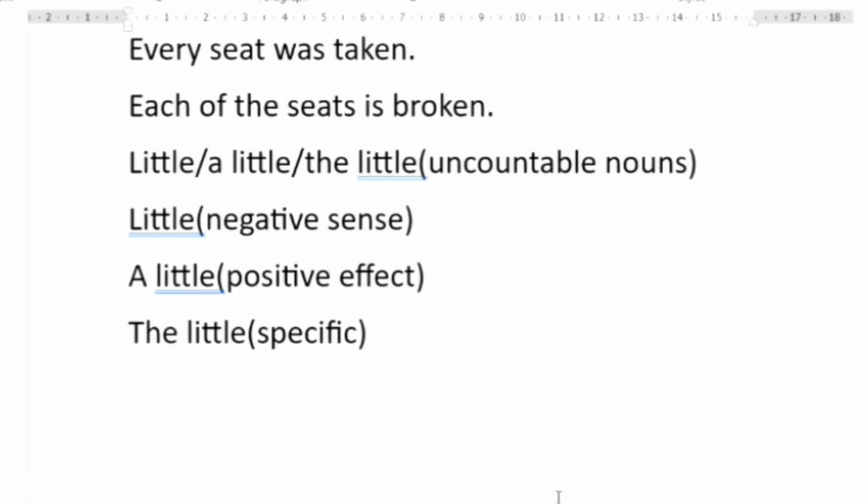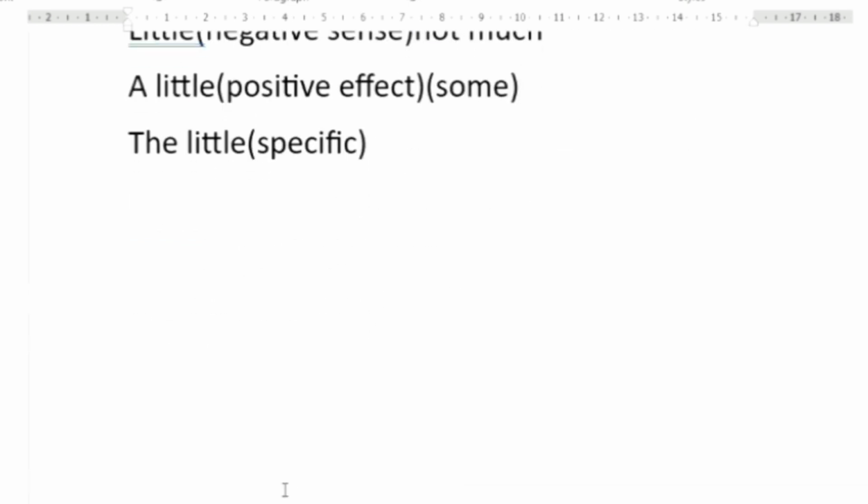Like for example, little means not much. Another meaning of little can be not much. Very less. Whereas a little means some, not too much, but yes, some is there. So a little means some, not much but some. That means a little is more than little, and the little means specific.